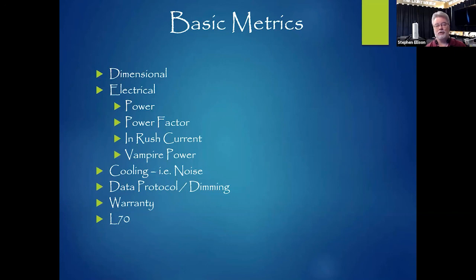One way to know how long your fixtures are designed for is that number L70 down there at the bottom of the screen. L70 stands for how long, and it's an interpretive thing. They don't know precisely, nobody's done it, but the L70 rating is how long your LEDs will last down to 70% of the original output.